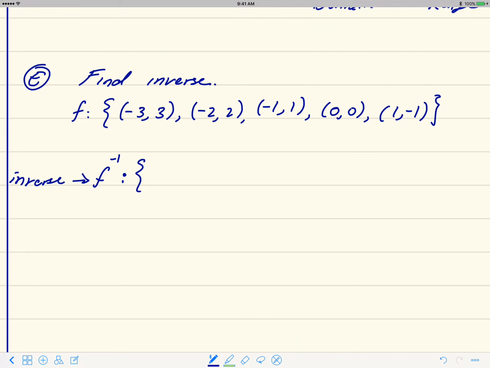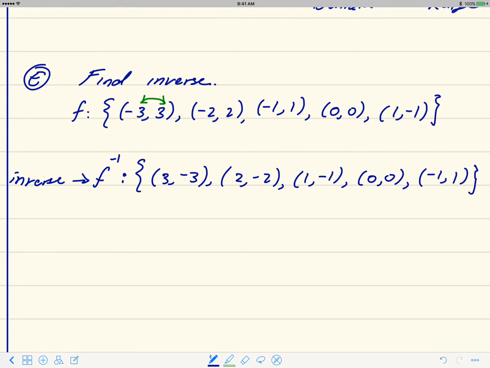So again, we're going to switch the inputs and the outputs. And switching the inputs and outputs is essentially switching the x and the y. So the first ordered pair leads to 3, -3. Okay, what used to be an input of -3 now is the output. And what used to be the output of 3 now is the input. So for the next one, it'll be 2, -2. And the next one will be 1, -1. 0, 0 never changes. And then -1, 1. So that's the inverse. You're switching the inputs and the outputs.